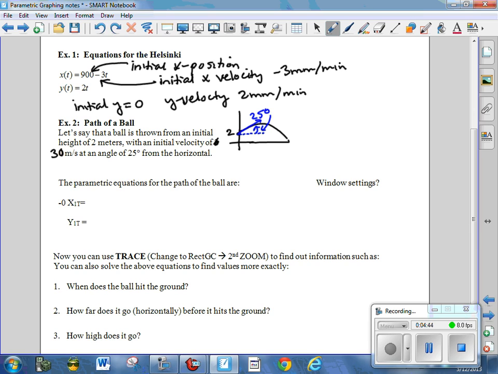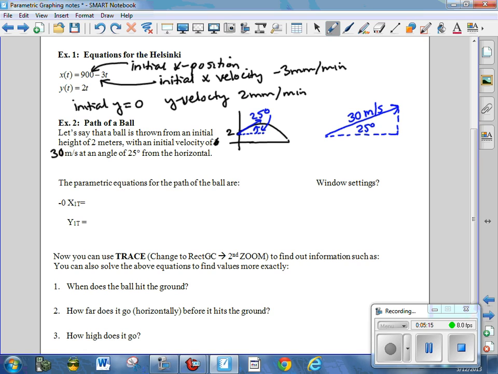So basically, if we just drew a vector representing that initial velocity at an angle from that initial starting point, it would be at an angle of 25 degrees. So let's draw something just to represent the velocity. If this is my horizontal direction and my vertical direction, my initial velocity is at an angle of 25 degrees and it's 30 meters per second.